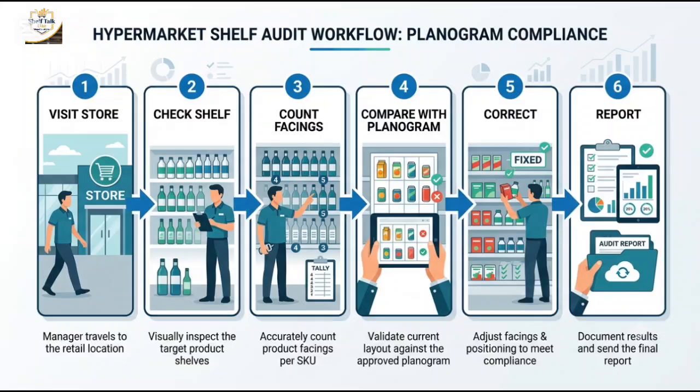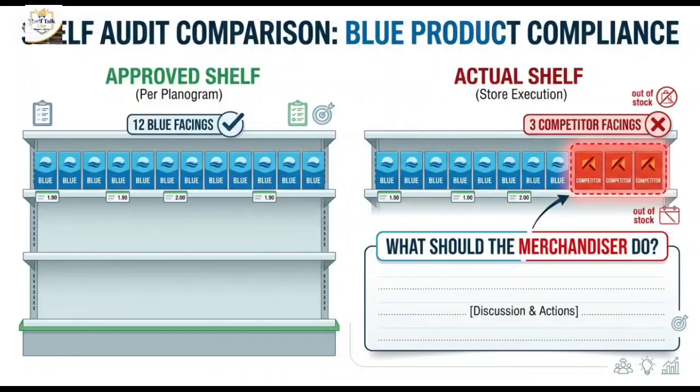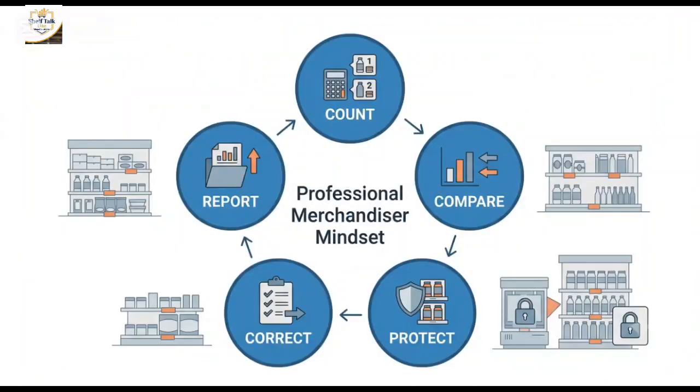Whenever you are visiting the store, first of all check the shelf, count facings, compare with your approved planogram, correct the facings and report accordingly. So whenever you visit a store and discover your brand has lost some facings, what should you do? Don't panic, don't argue, follow the professional process you learned today. If you remember these 5 words, you'll really think differently from most beginners. Count, compare, protect, correct, and report.